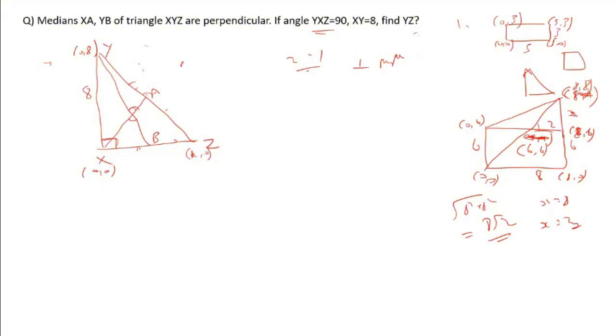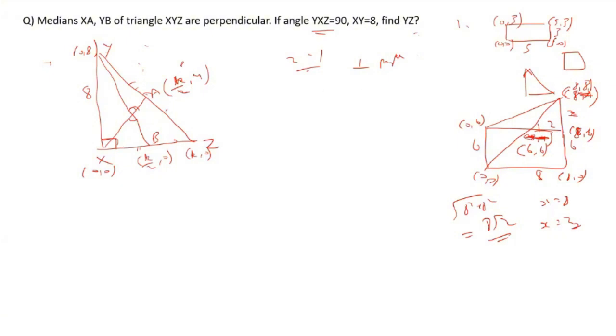Correct. So now this is 0, 0 and k, 0. So what will this be? This will be nothing but k by 2 comma 0, midpoint formula. What will this be? This will be nothing but k by 2 comma 4, again the midpoint formula. So on this line I know the 2 points, on this line I know the 2 points. I can multiply the slopes to be -1, find k and get the answer.